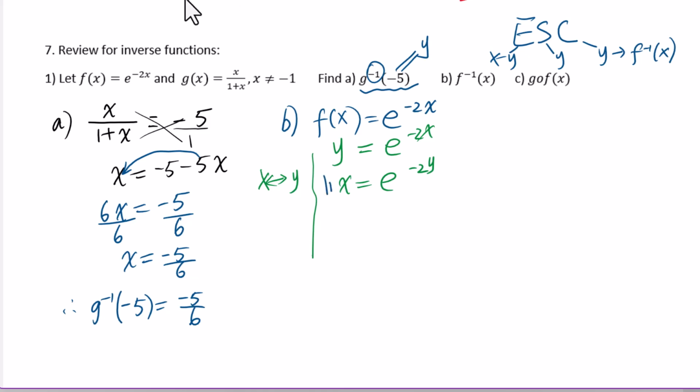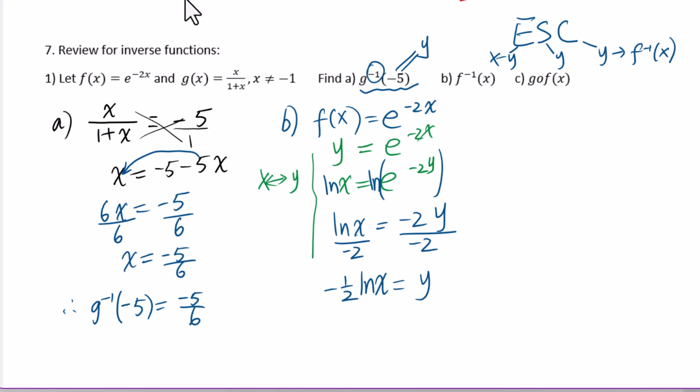Then we take natural log both sides. Natural log of x equals negative 2y. Divide by negative 2 both sides. Y equals negative 1/2 natural log of x. So, inverse of f of x equals negative 1/2 natural log of x.